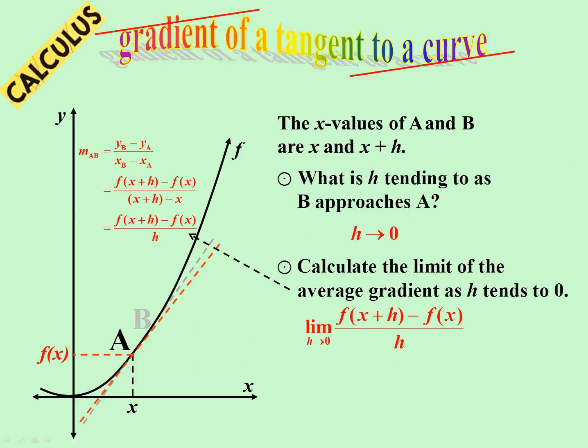Well, that's in simplest form at the moment unless we know more about the function f of x, y equals f of x. So the question is, what is the gradient of f of x at x? What's the gradient of the tangent to the curve? Because when we talk about the gradient of a curve, we mean the gradient of the tangent to the curve. What's the gradient of that line? Well, the gradient of that line is this limit as h tends to 0. So therefore, that is also the gradient of the line.